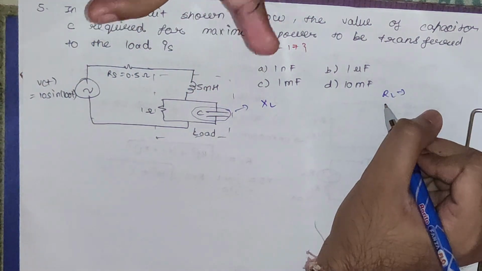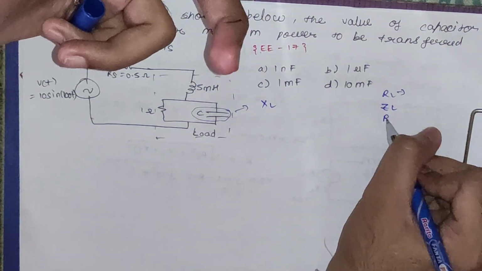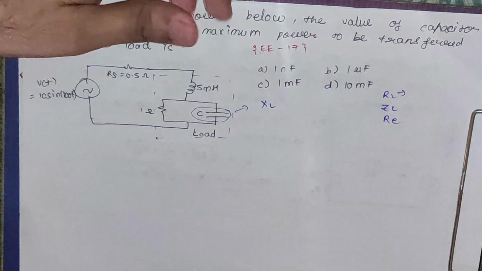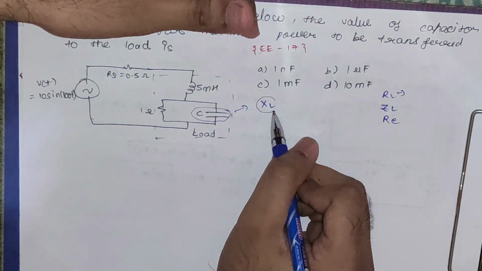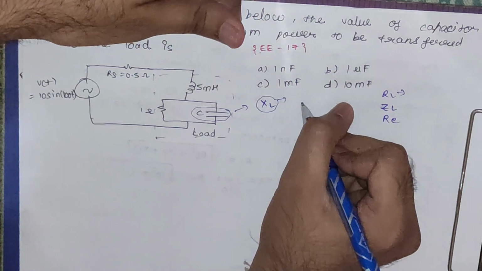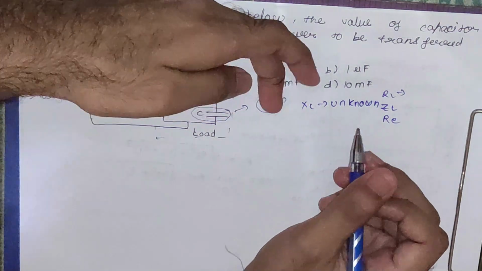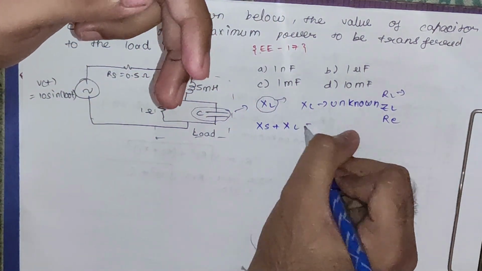Second sum was when the ZL was unknown. Third sum was the resistive network, and this one is the fourth sum, in which we have the fourth condition only. You can see we have the sum where we have to find out the value of XL. It means the XL is unknown here. Whenever you get this condition, your XS plus XL will be equal to 0.